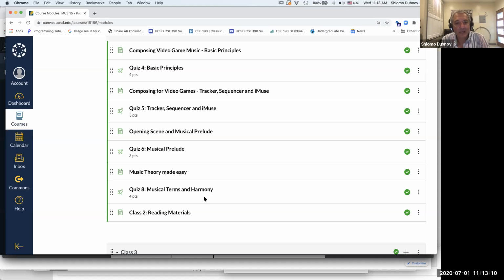One of the quizzes here is about musical terms and harmony. I will not go into much detail about this, because once you read this and know the terms, this is the level I can expect of diving into music theory. But as I said, I'll be available for discussion later on today. If people have questions about music theory, I would advise looking into this part first, just to make sure that you're comfortable with these concepts.